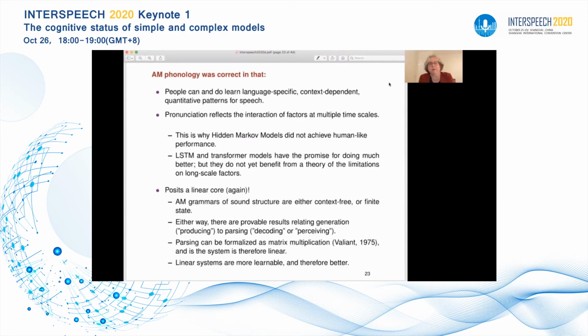And autosegmental metrical phonology, again, actually had a linear core, just like the acoustic theory of speech production. And that's because the grammars are either context-free or finite state. And either way, there are provable results relating generation or producing to parsing or decoding or perceiving. And parsing can be formalized as matrix multiplication. And so the system is therefore linear. And linear systems are more learnable and therefore better from many points of view.